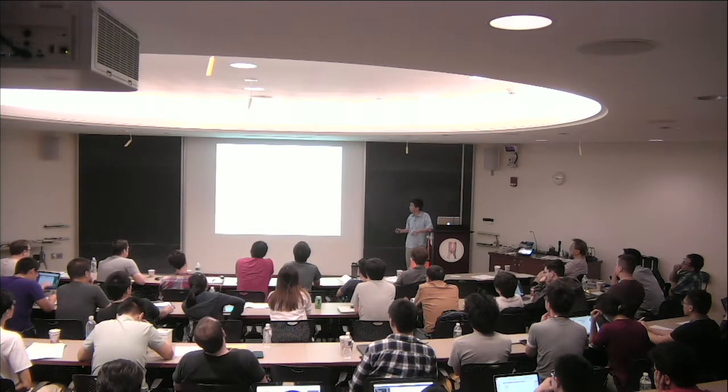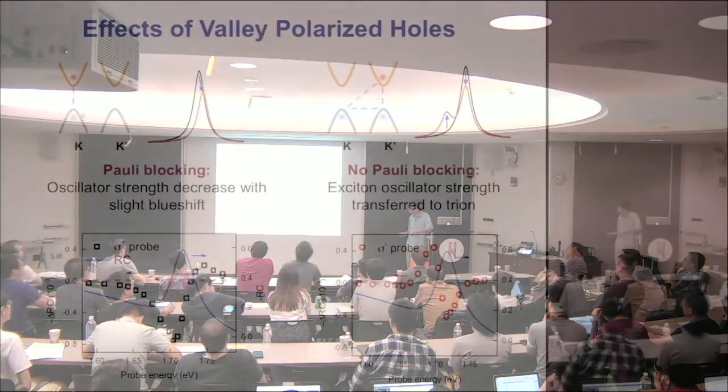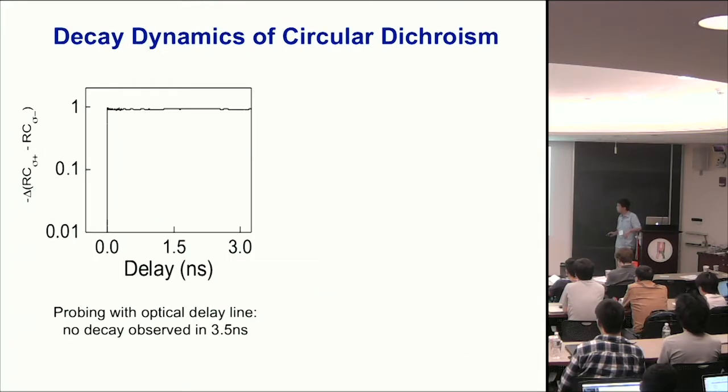So it's still through this scheme. What you can see is if we choose the right probe, we can selectively probe how many holes are in the K valley relative to how many holes are in the K prime valley. So the circular dichroism signal, by measuring the reflection change induced by the hole density, we can determine the local hole density. That's how it works.